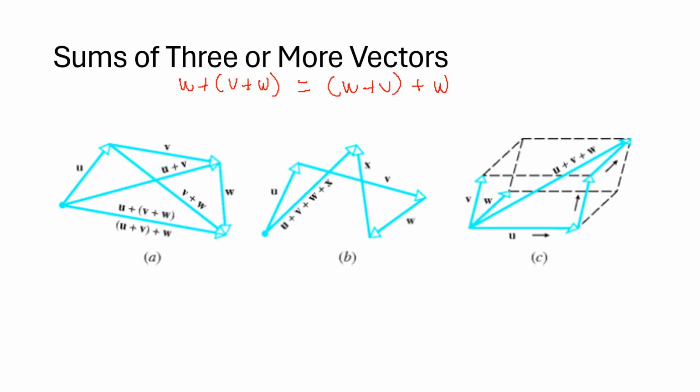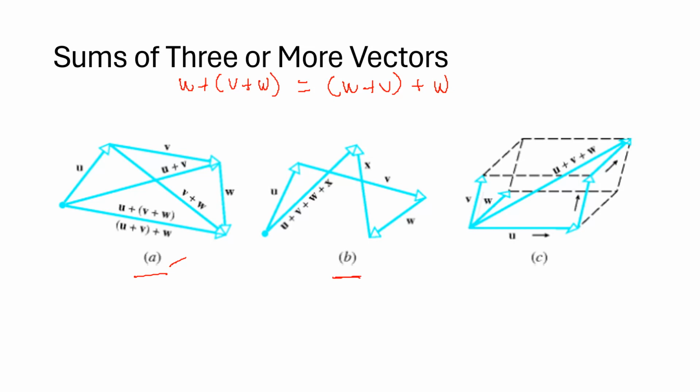A simple way to construct u plus v plus w is to place the vectors tip to tail in succession and then draw the vector from the initial point of u to the terminal point of w, which is this one. The tip to tail method also works for four or more vectors, just like this one.